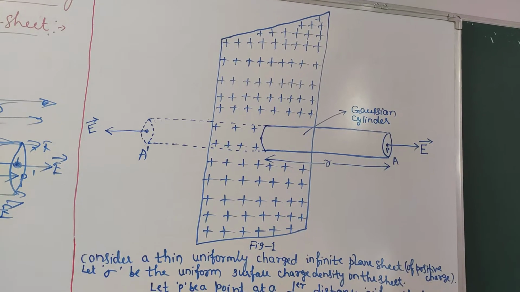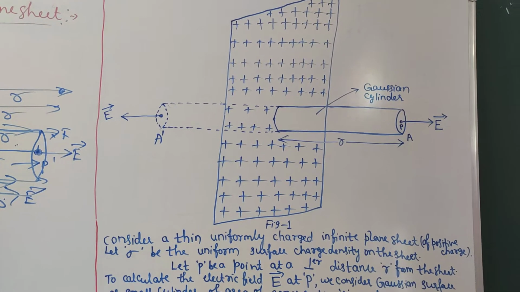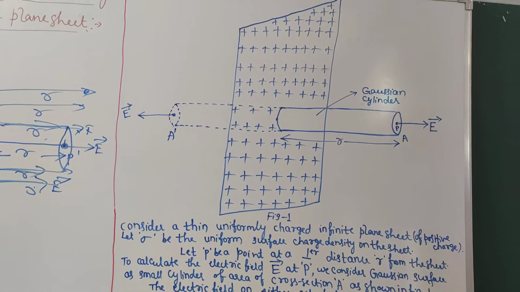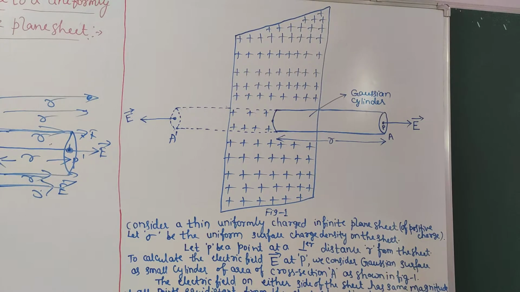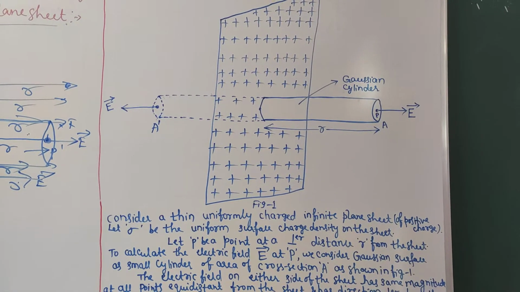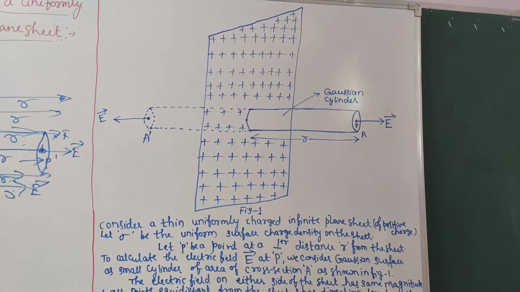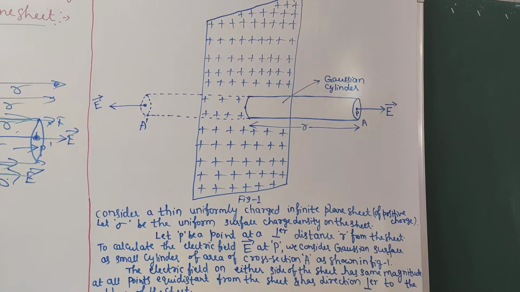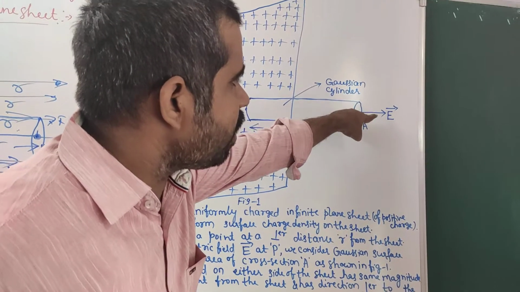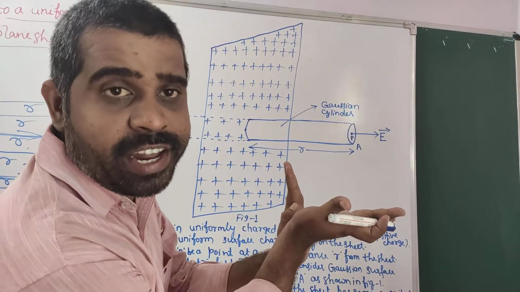Consider a thin, uniformly charged infinite plane sheet, which is positively charged. Let sigma be the uniform surface charge density on the sheet. Let P be a point at a perpendicular distance R. To calculate the electric field E at point P: the direction of electric field is normal to the plane of the sheet, radially outward.